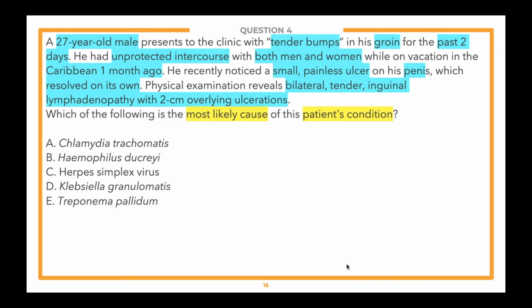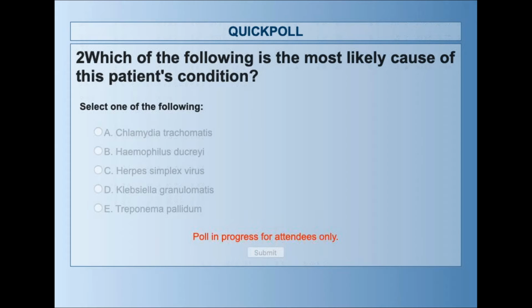So we're going to go ahead and open up that poll. Select what you think is the best answer here, and we'll talk about it in just a few seconds.